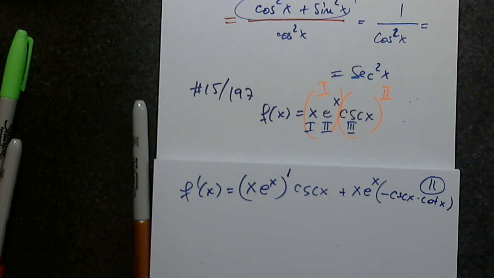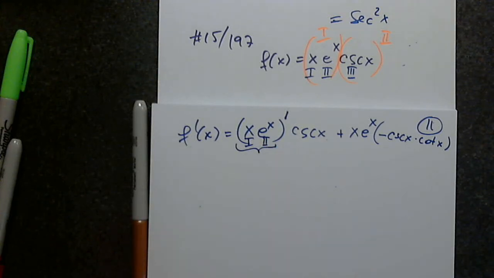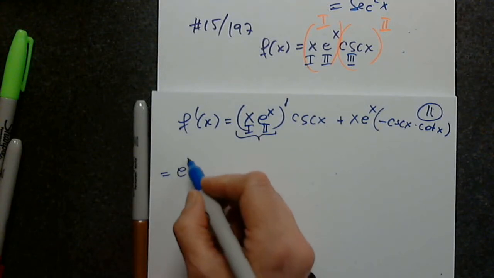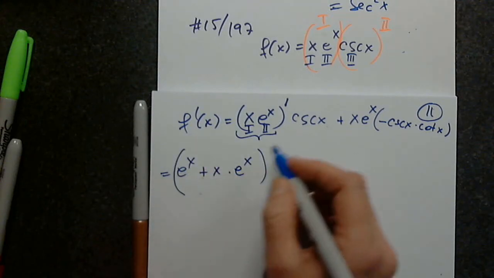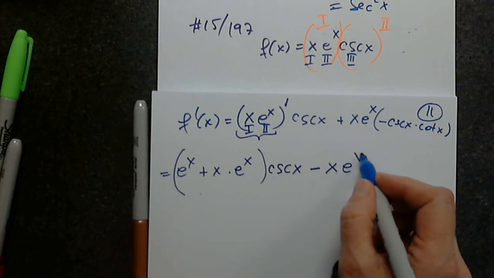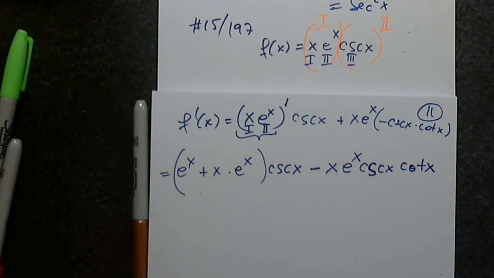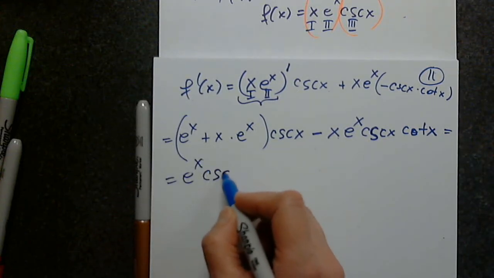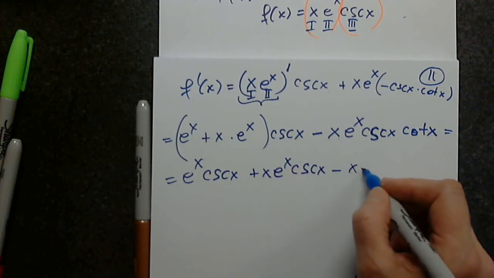There is nothing you can do to the second term, but we have to use the product rule again, as this one being 1 and this one being 2. So the first function prime is 1, e to the x plus x times the second function prime, which is e to the x. Now, eventually, I will distribute cosecant x, and this is negative x e to the x cosecant x cotangent x. You could factor out e to the x or not, just write e to the x cosecant x plus x e to the x cosecant x minus that whole thing.